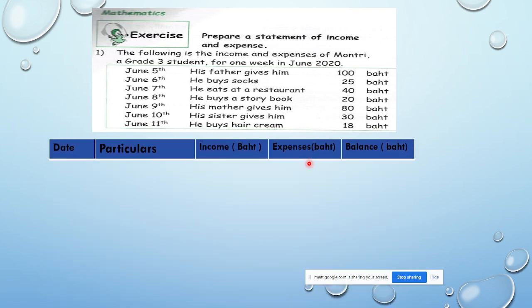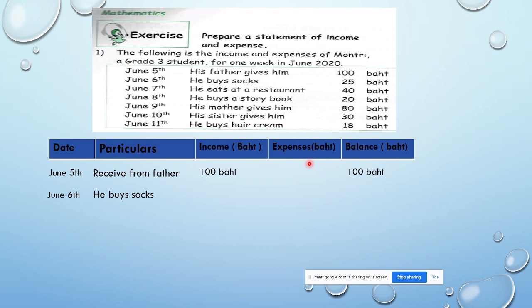Okay, now let us see. The first day was June 5th. He receives money from his father, which is 100 baht, which is an income. So how much money does he have now? He has 100 baht. On the next day, he buys socks for 25 baht.